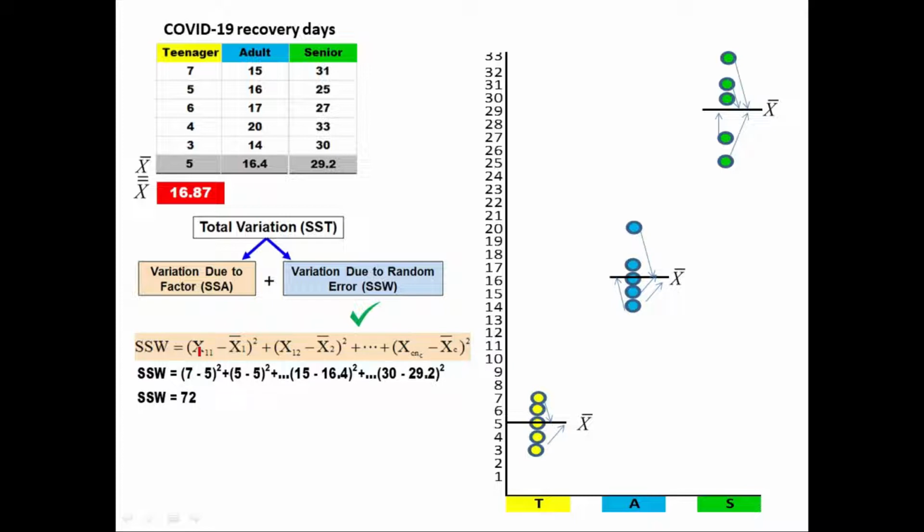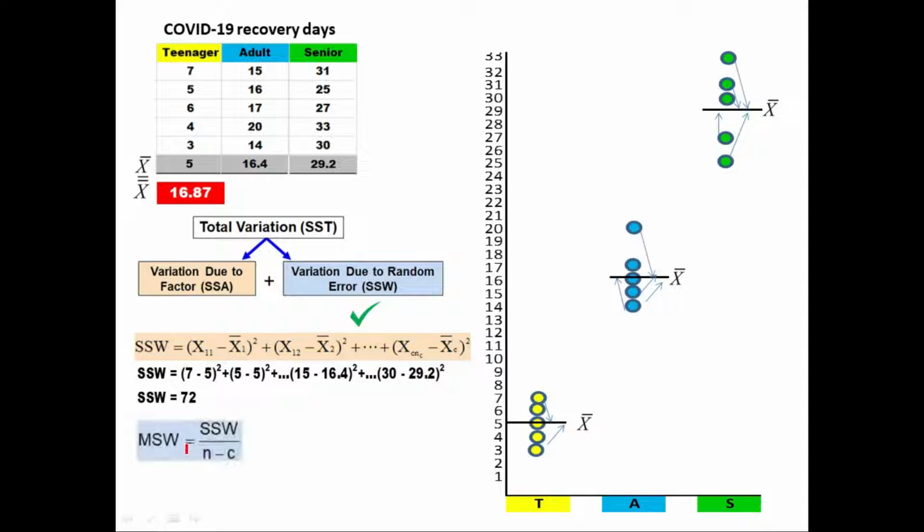Okay, mean SSW, the first data for example is 7. 7 minus the average mean here, squared, plus the second data 5 minus the average. So we will continue this until the last one. For example, the last one, 30 for the senior group. The last data is 30 minus the average for this group, 29.2, and then we square. Okay, so this is the basic calculation for SSW, or sum of squared within a group. The answer is 72.